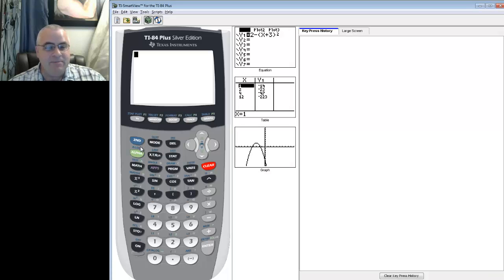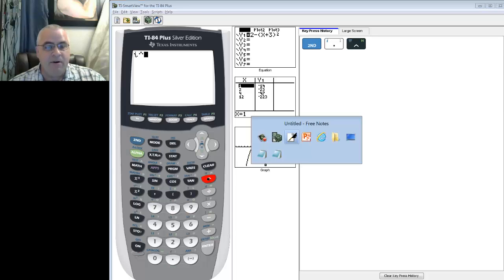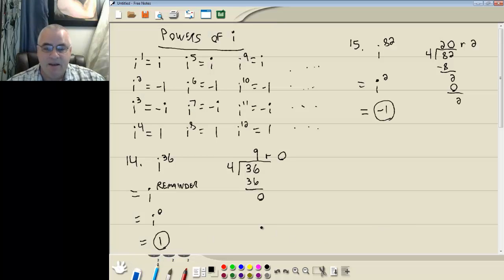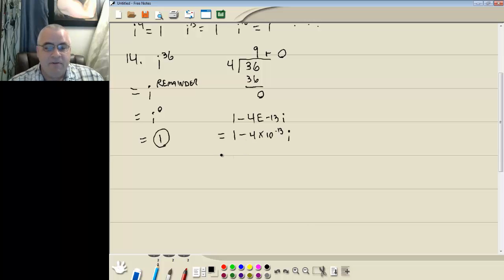But i to the 36. Sometimes you get bizarre results when you do these i to a power on a calculator though, so we'll see. Second decimal, and then I'll do caret for the power, and then 36. It does these numerically, and rounding error pops up on some of them. Like on this one, it's telling us the answer is 1 minus 4E negative 13i. What that means is we got 1 minus, and this is scientific notation, 4E to the negative 13 means 4 times 10 to the negative 13 power, times i. Now, 10 to the negative 13 means you move your decimal place 13 places to the left. So let's see, 1 minus point 1, 2, 3, 4, 5, 6, 7, 8, 9, 10, 11, 12, 4i.